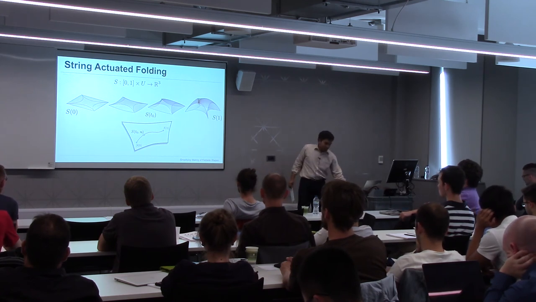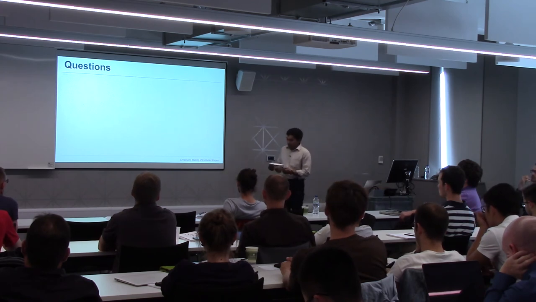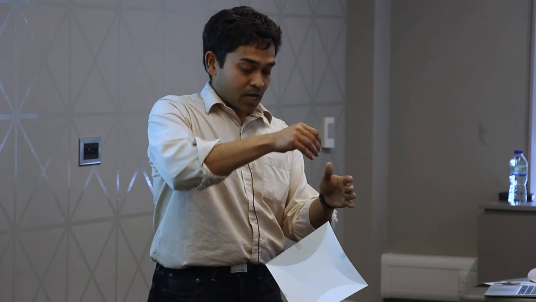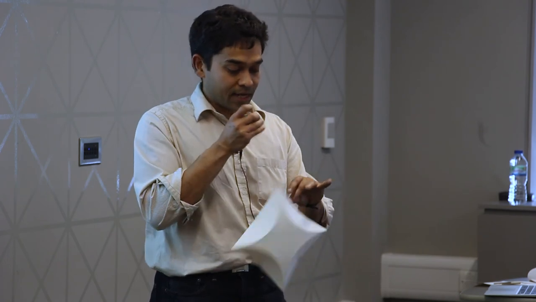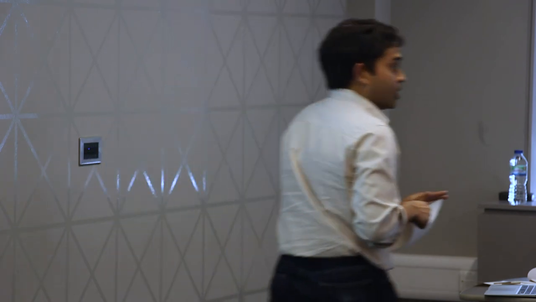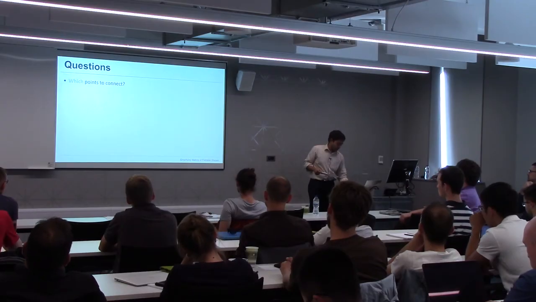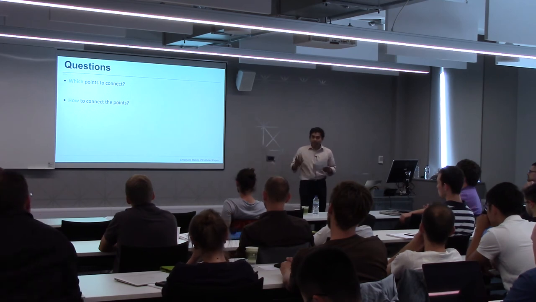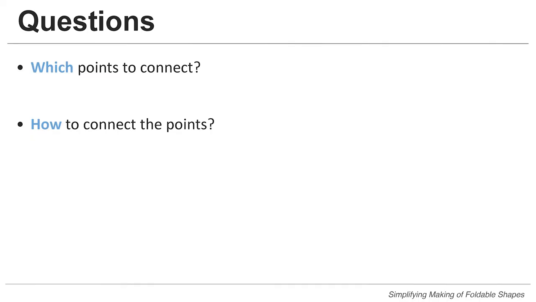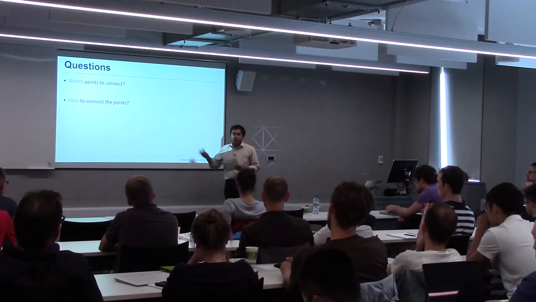There are two questions. How can we fold it? And the way we are going to fold it is we will come up with a network of strings that, if we pull, will fold it. To do this, I have to run a little bit fast. The idea would be which points to connect and how to connect. That's the main idea. I will explain the main crux of the algorithm.